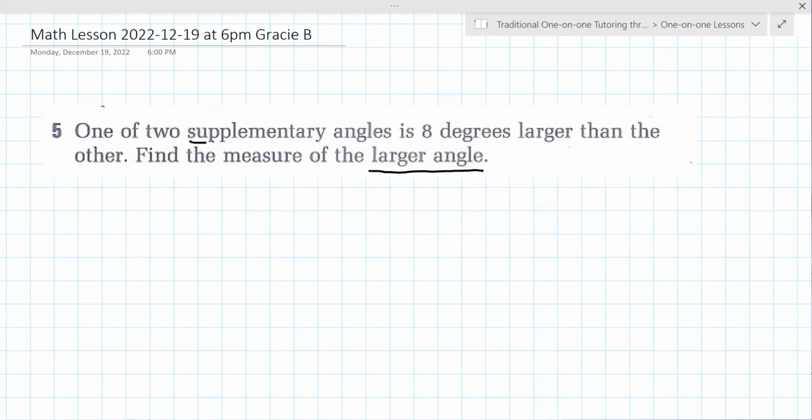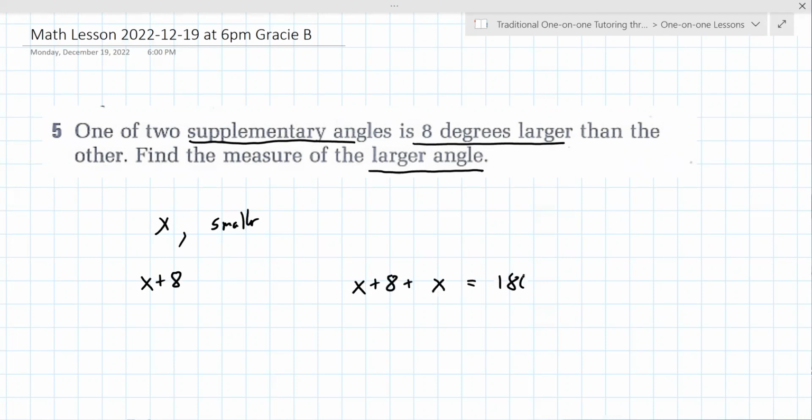If it's supplementary, what does that mean in terms of what it adds up to? 180. So if we call X the smaller, what is the larger angle? X plus 8. They add up to 180. Now you got to be careful because when you solve for X, X is the smaller. Sometimes it's good to even write down what the variable is in that case.